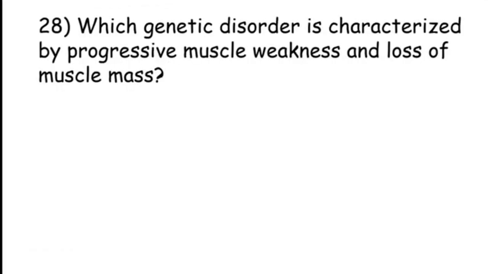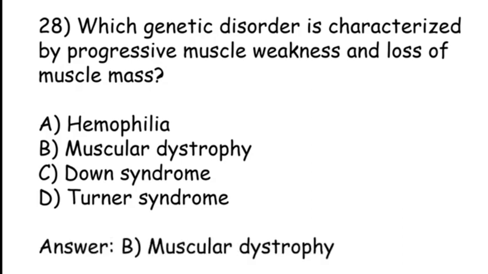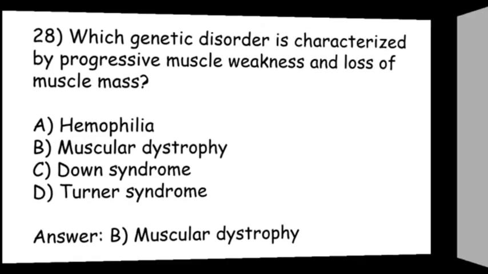Which genetic disorder is characterized by progressive muscle weakness and loss of muscle mass? Hemophilia, muscular dystrophy, Down syndrome, Turner syndrome. The correct answer is option B, muscular dystrophy.